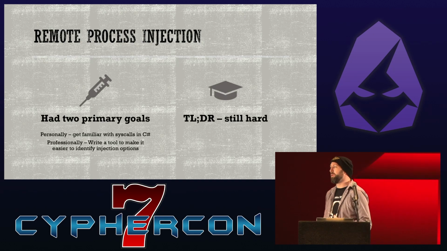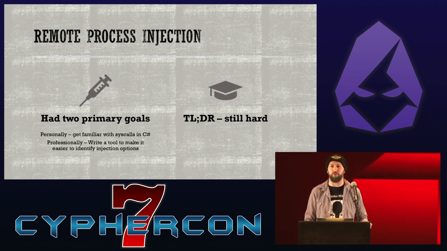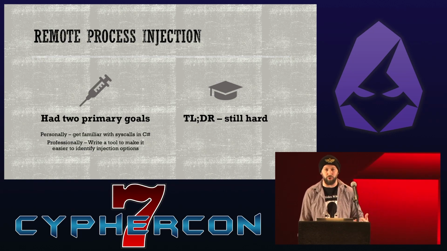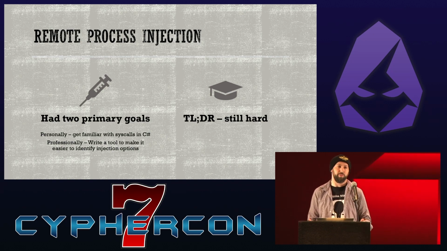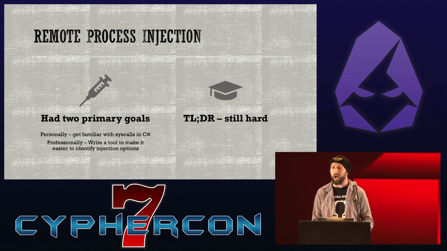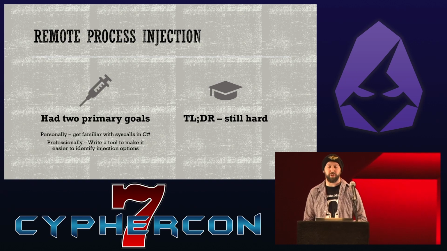So I had two primary goals when I wanted to do this. One of them was just getting familiar with syscalls. More than just reading the blog post, I wanted to write something with syscalls in it. I prefer C#, so that was one goal. The other goal is when I do engagements, I want to have some process injection available to me. And I wanted to have a couple of different methods available and on hand for different engagements. So that's kind of what I went into this building.